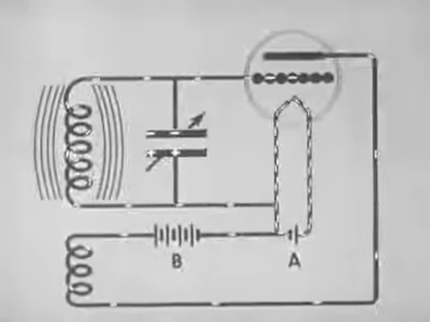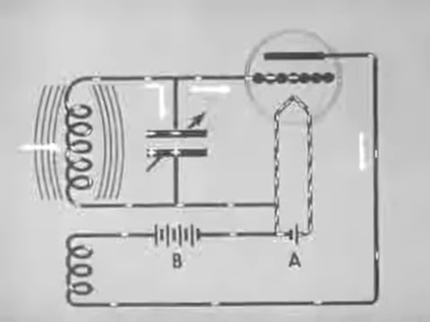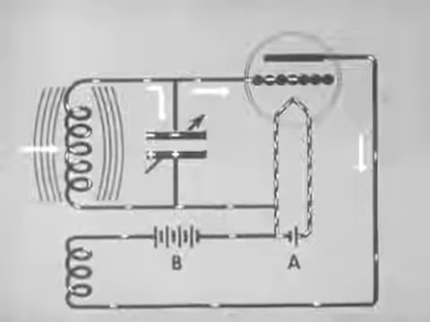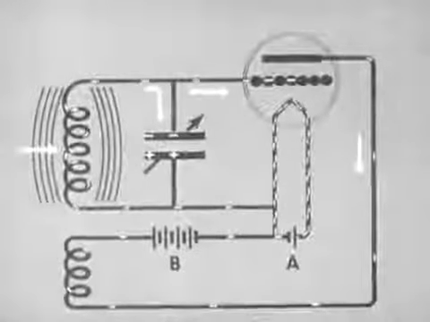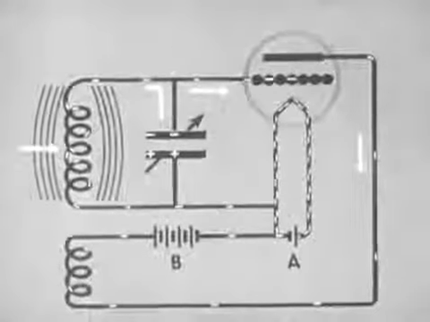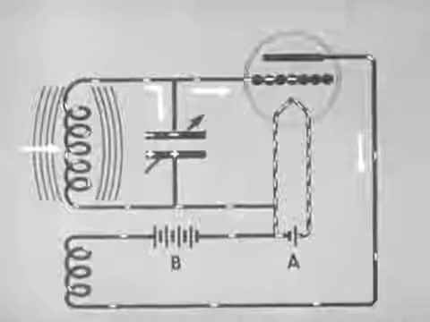As the grid reaches a high negative charge, the plate current is virtually cut off. The field of the grid coil collapses and charges the upper plate of the condenser. This completes the entire cycle.